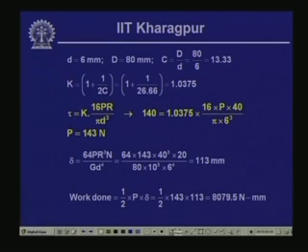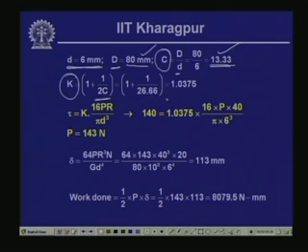Now, the values given are: the diameter of the wire with which the spring is made is 6 millimeter, and the mean diameter of the spring coil is 80 millimeter. Thereby the spring index C is equal to capital D by small d, which is 80 by 6, giving us a value of 13.33. Now, using this value of the spring index, the stress concentration factor K, as we have seen, is equal to 1 plus 1 by twice C, and C being 13.33, this value of K comes as 1.0375.